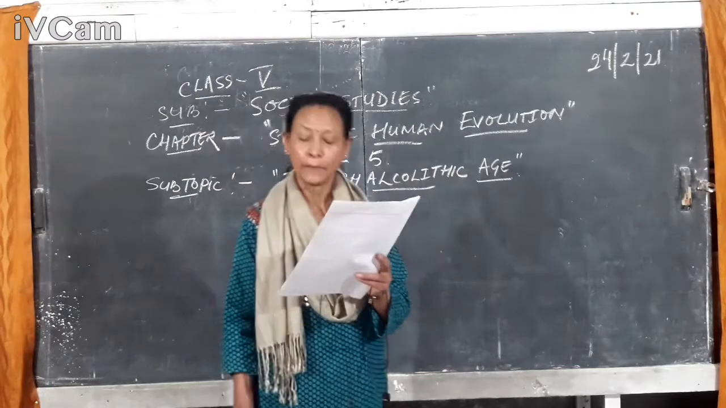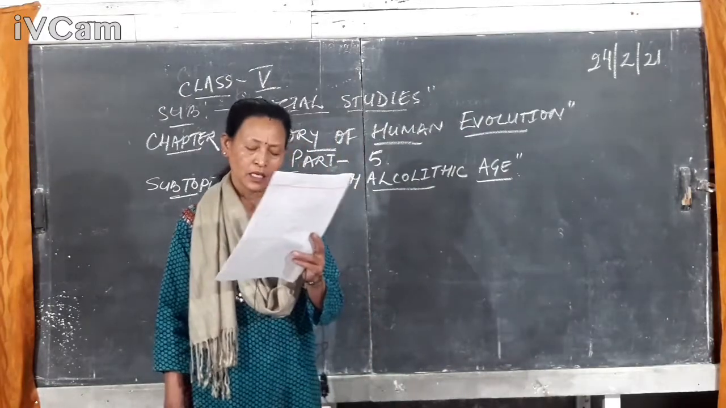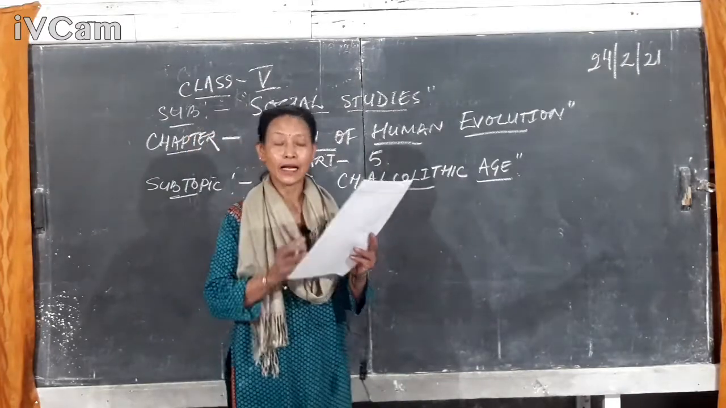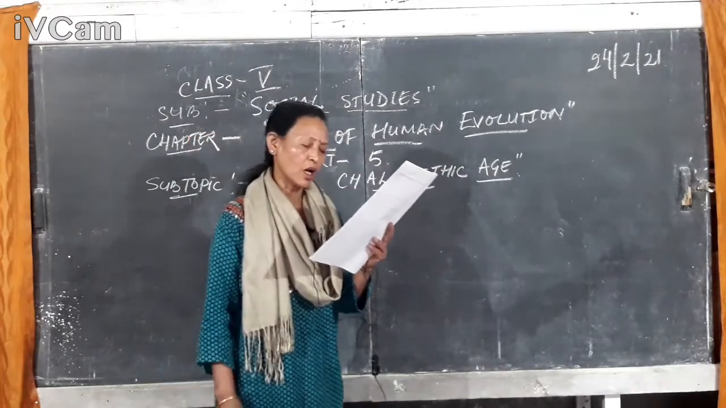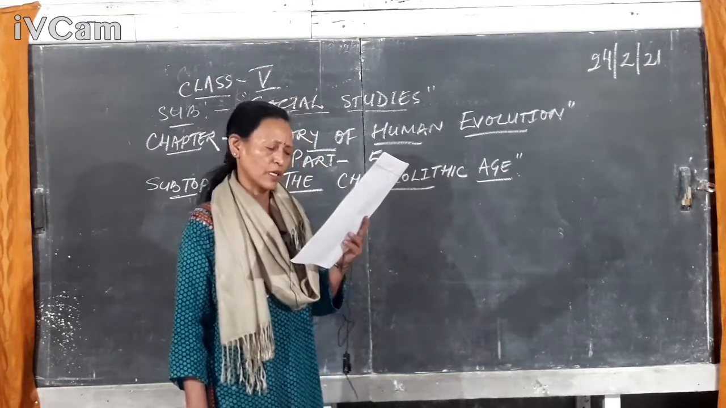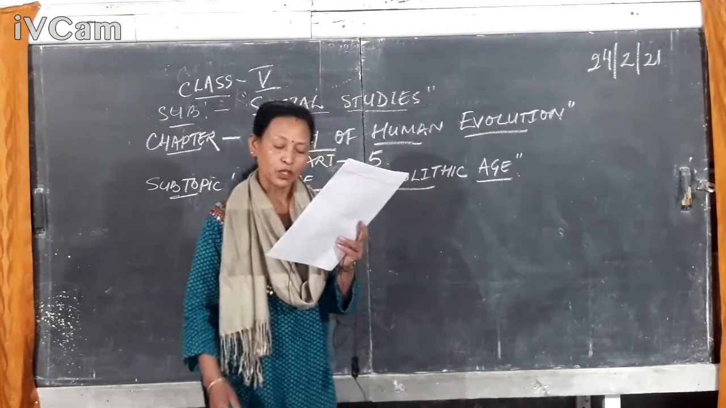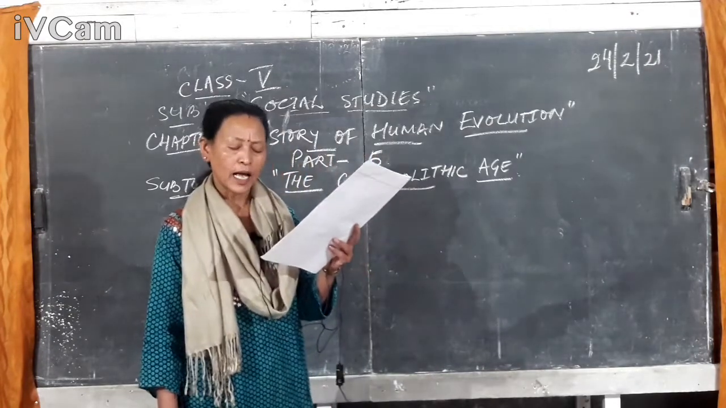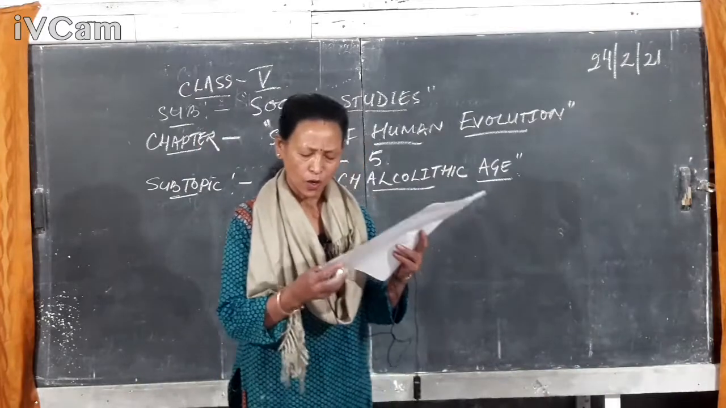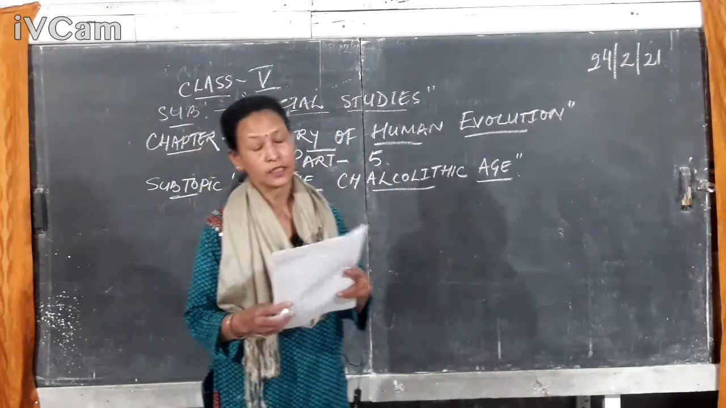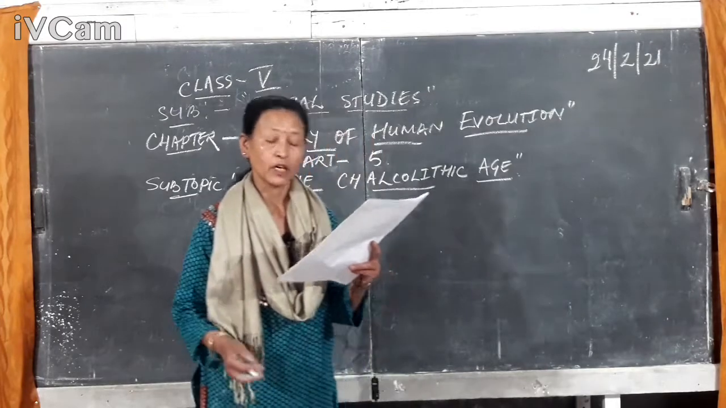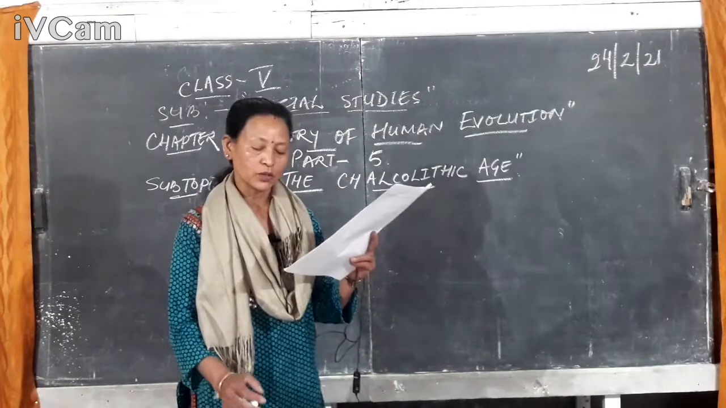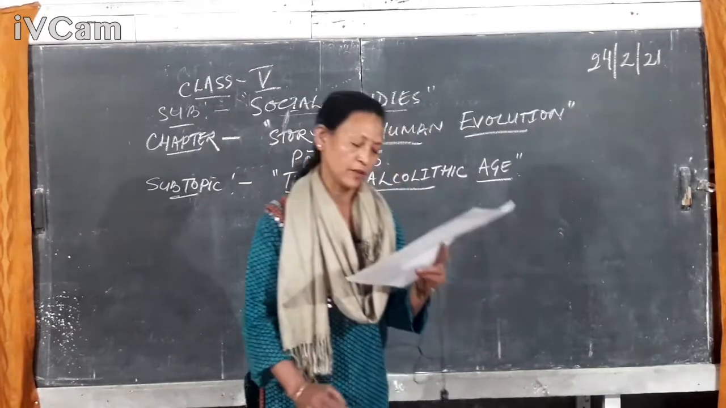Chalco means copper, and lithic means stone. So it is called the Copper Stone Age, and it is a period between the farming societies of the Neolithic age and the urban societies of the Bronze Age. Is that clear?